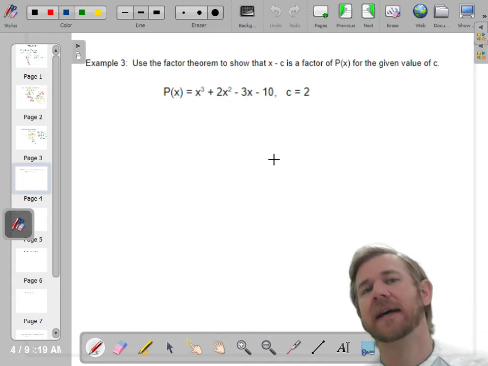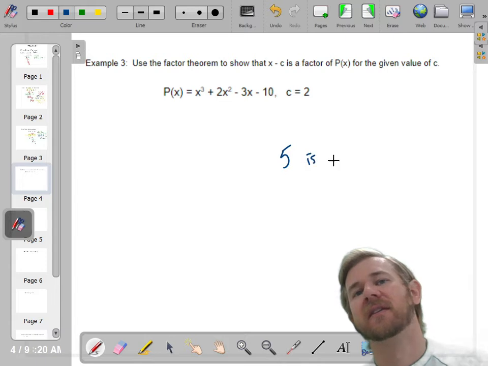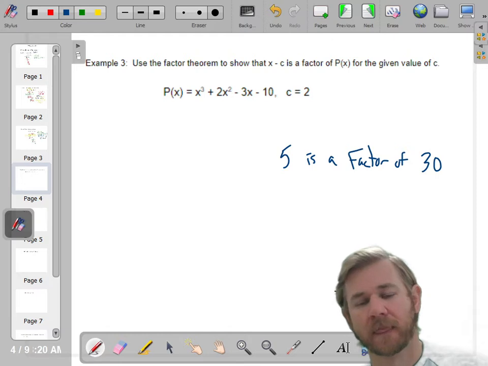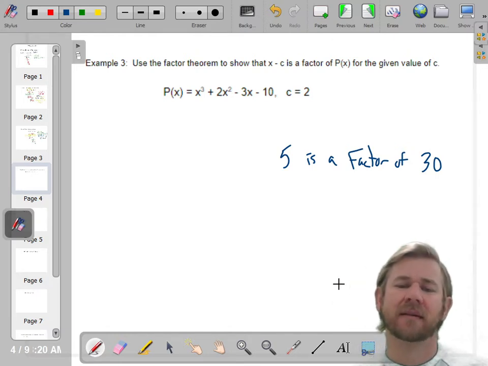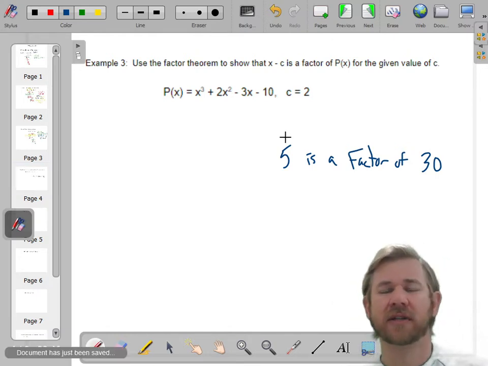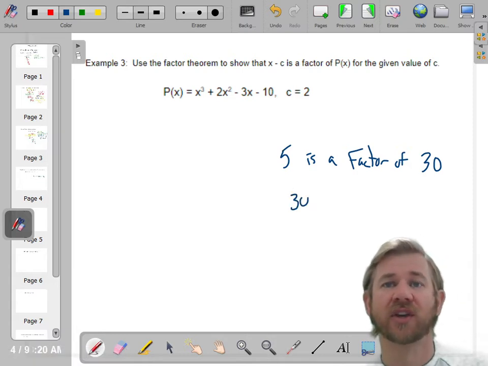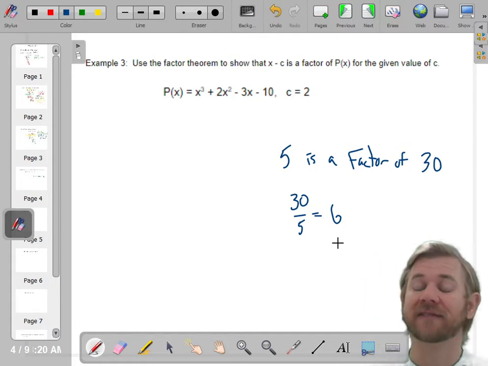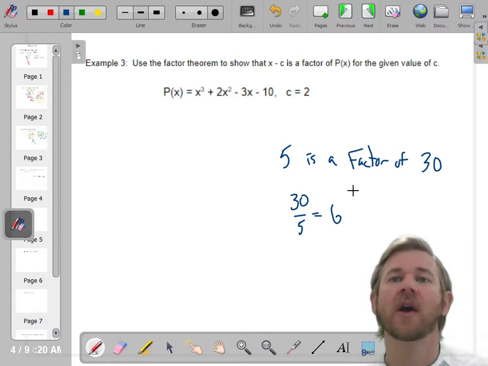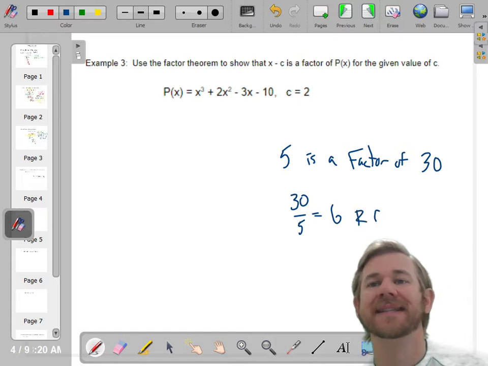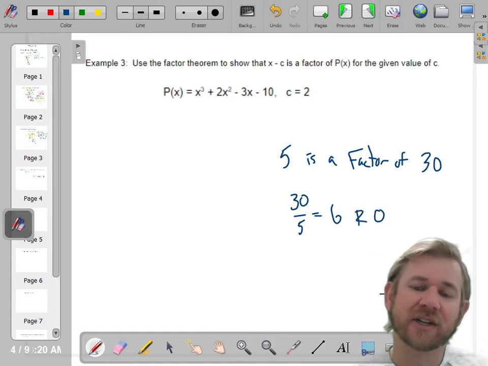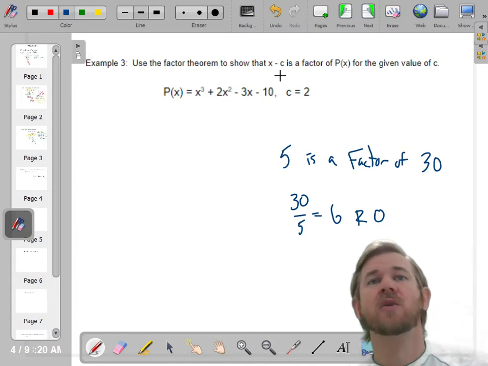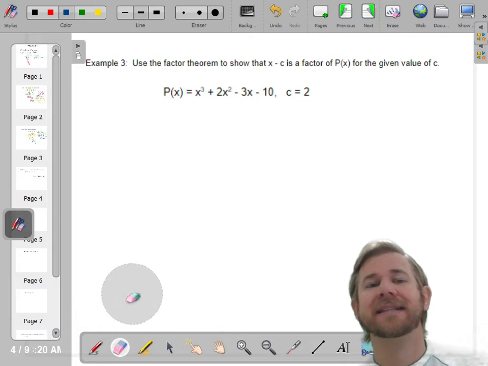If I say, let's say, 5 is a factor of 30, what does that mean? How could you tell that 5 is a factor? Well, generally we'll say, okay, what's 30 divided by 5? And you're like, 6. Is it a factor? Yes, it's a factor because there's nothing left over. Or another way of saying that is the remainder is 0. If you divide and you get no remainder, then the number that you divided by is a factor. So what we're going to do is divide to see if it's a factor.